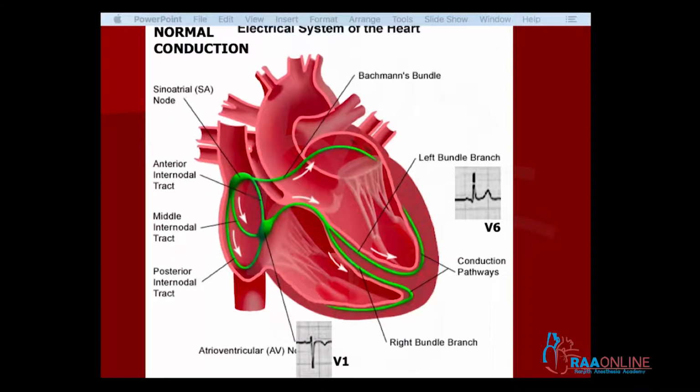Once again, I will show you the slide a number of times so that if you forget, you can recollect, because without understanding the normals we can never understand the abnormals. Many times we are all experts in abnormals but we do not know the normals. So this is a normal ventricular depolarization, to understand the bundle branch block.